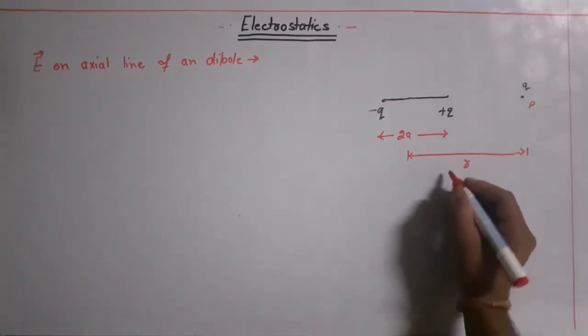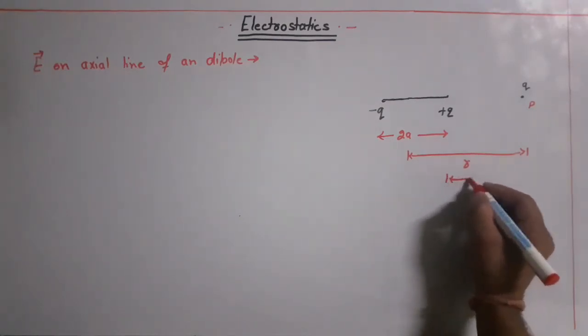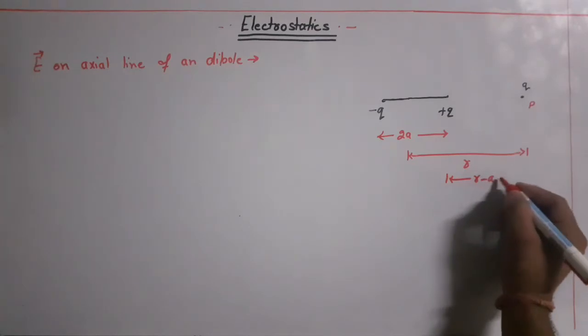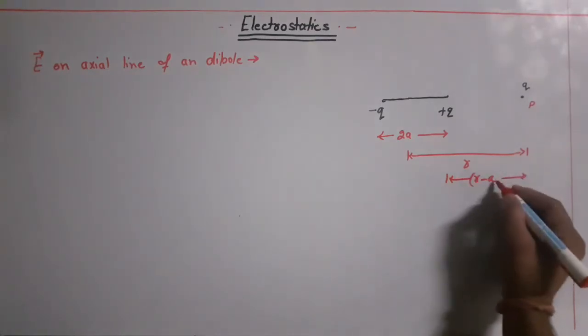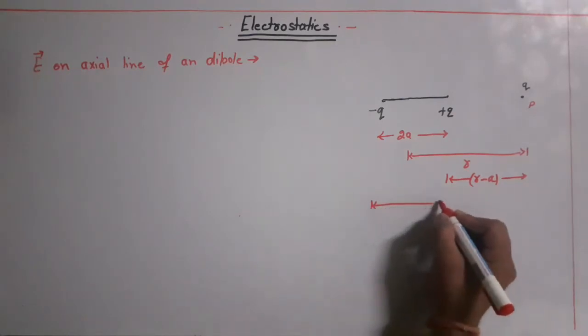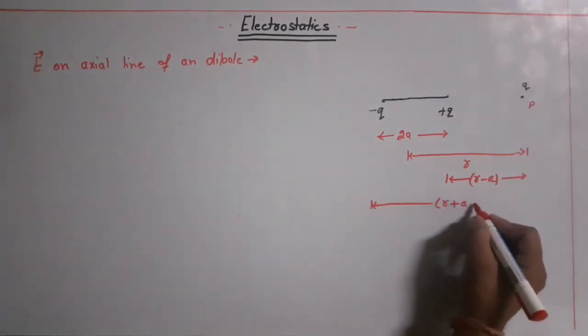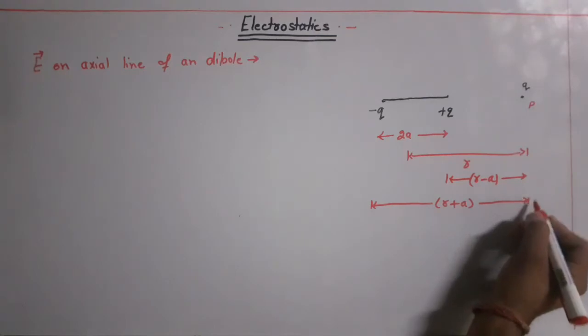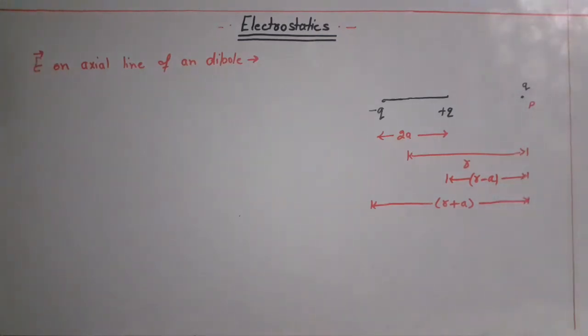So what will be the distance from plus Q? It will be r minus a. Similarly, the distance from this minus Q will be r plus a. You can check it out. Okay, so let's start our derivation.